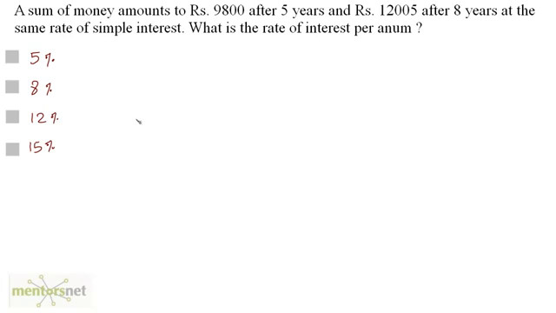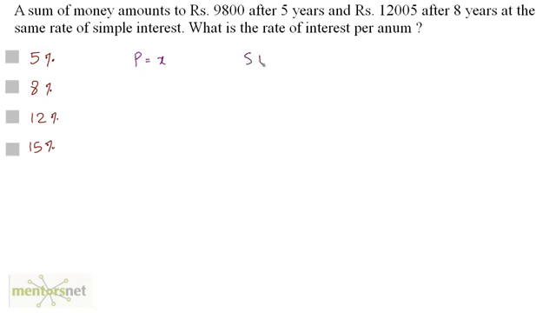A sum of money amounts to rupees 9,800 after 5 years and to rupees 12,005 after 8 years at the same rate of simple interest. What is the rate of interest per annum? Well, let us consider the principal amount be X rupees, and we have been given the amount after 5 years.